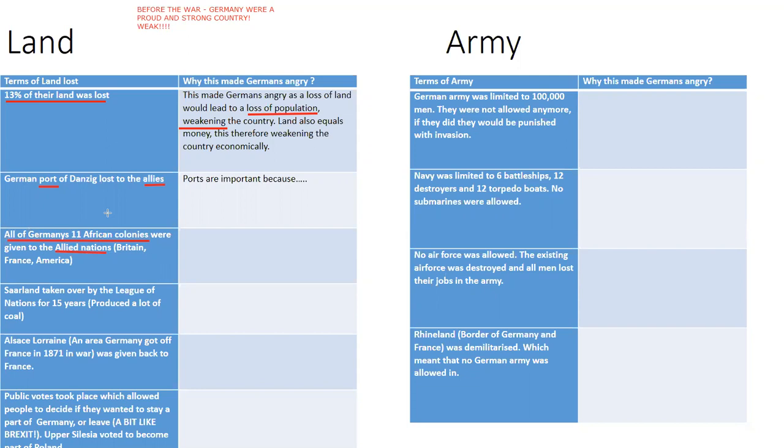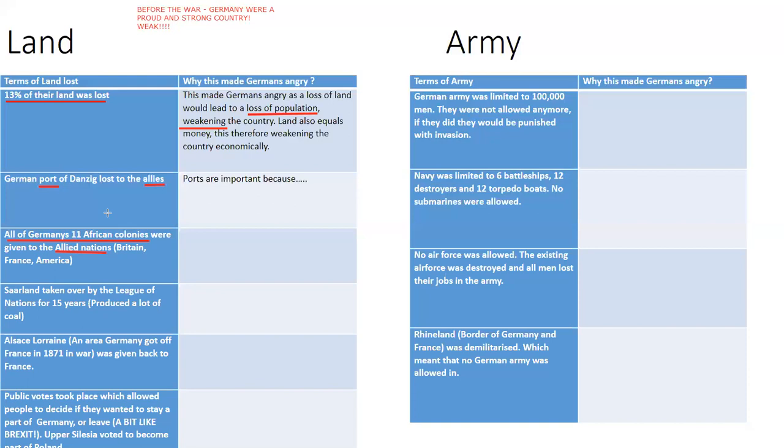The Saarland was also an area that was taken over by the League of Nations for 15 years. The Saarland was in Germany. It produced a lot of coal. Now, why is that going to make Germans angry? Coal is a really profitable item that could help the country in their economy. Okay, coal is also going to be vital to keep the country going. But all of the profits made from the Saarland were going to go to the League of Nations for 15 years, which means in the eyes of the Germans, the enemy are getting stronger, or Germany getting weaker.